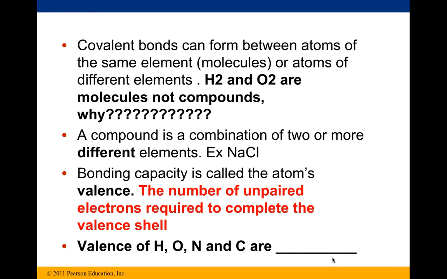Coming to what is bonding capacity. When an atom is in need of electrons, the number of unpaired electrons that are required to complete the valence shell, that is an atom's valence or its bonding capacity. The valences of hydrogen, oxygen, nitrogen, and carbon are 1, 2, 3, 4 respectively.